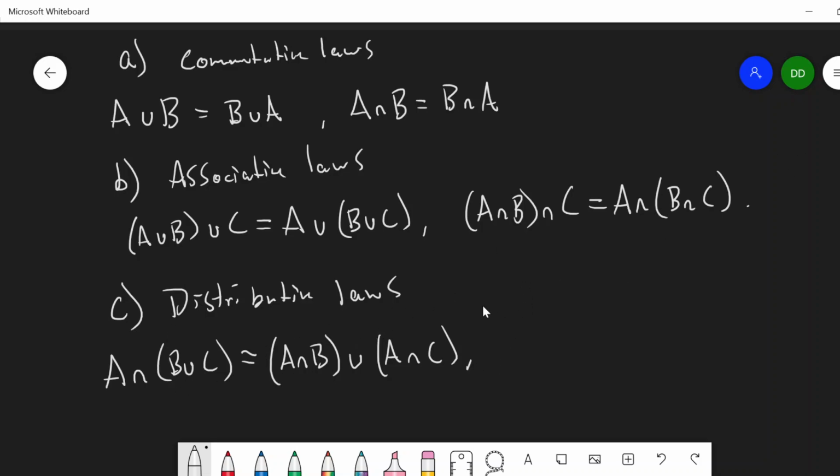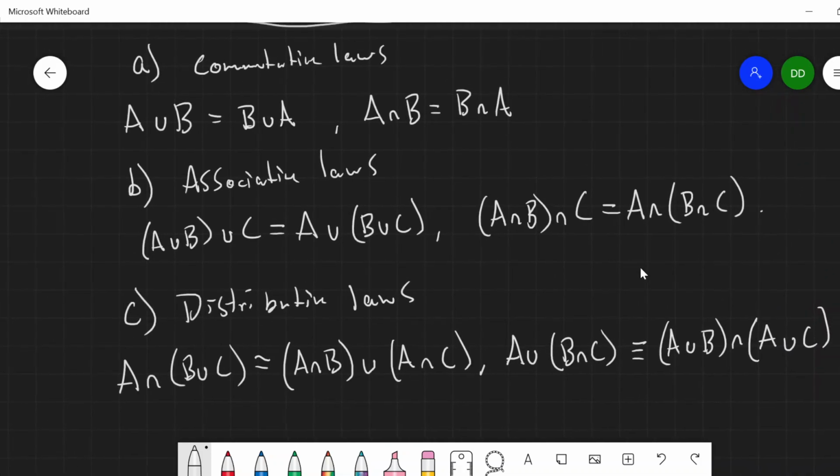Should remind you of the distributive laws we saw for conjunction over disjunction. And then we also have union over intersection. A union B intersect C is the same thing as A union B intersect A union C. Those are also the same thing.